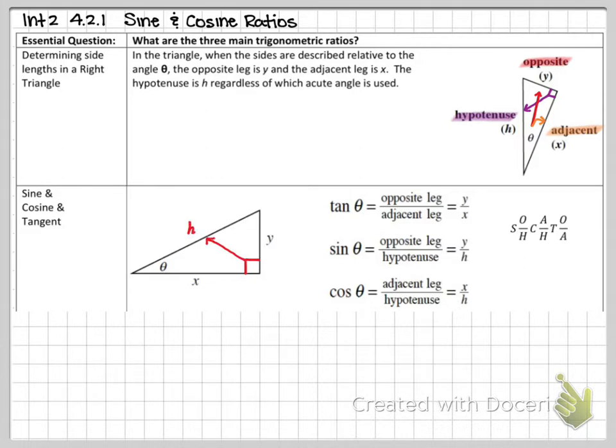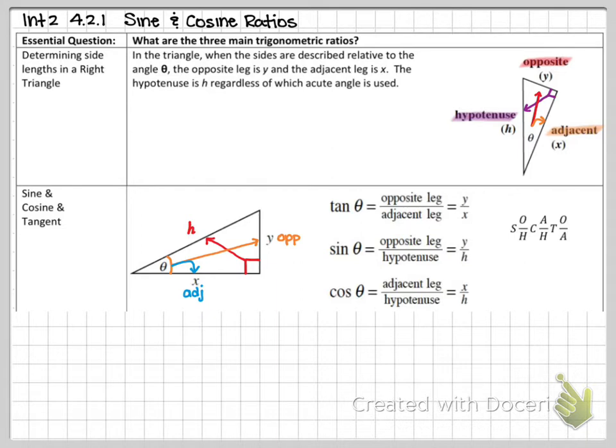Now, all of the other ones, we're going to start from the marked angle or the identified angle theta. We're going to go straight across. We're going to identify this as the opposite side. Then the only side that's left over is going to be the adjacent. You'll notice that it is also right next to the angle, not the hypotenuse.